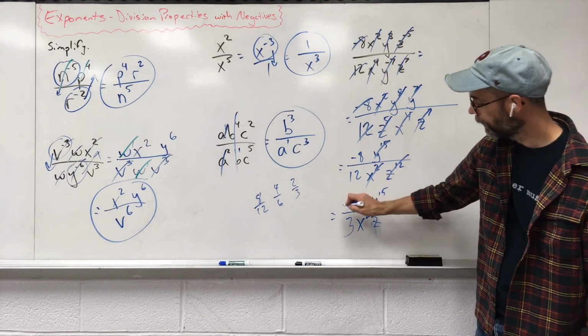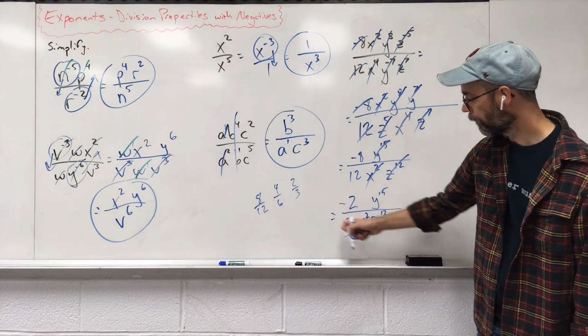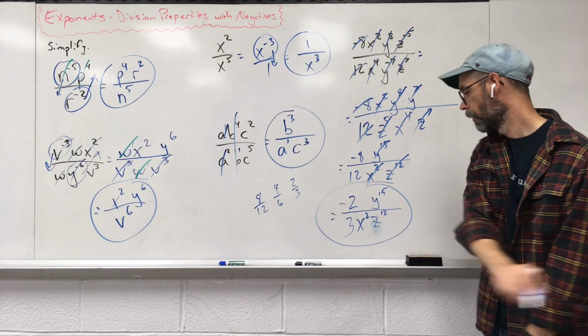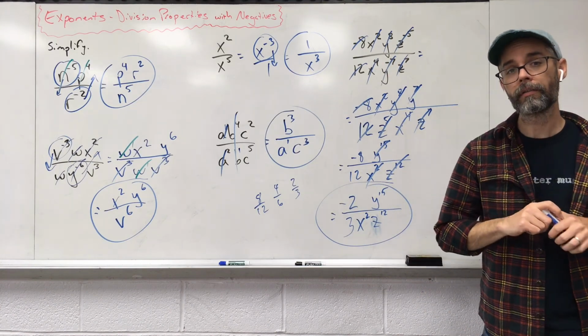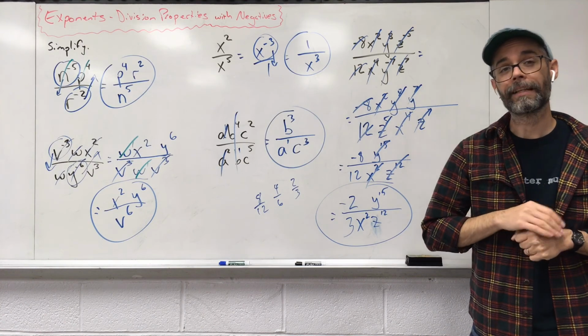And we have one negative. You can put it on the top, you can put it in the front, it doesn't matter. That is using the division property of exponents, especially when you have exponents that are negatives.